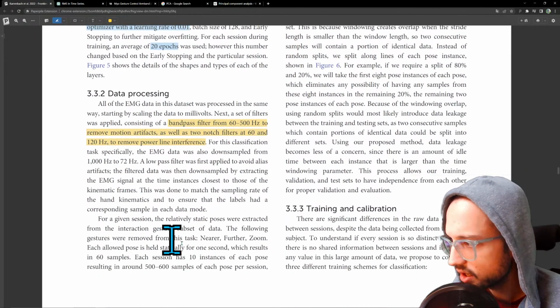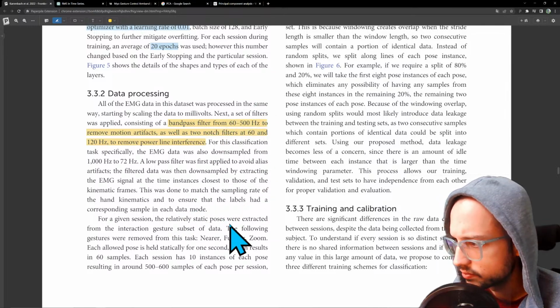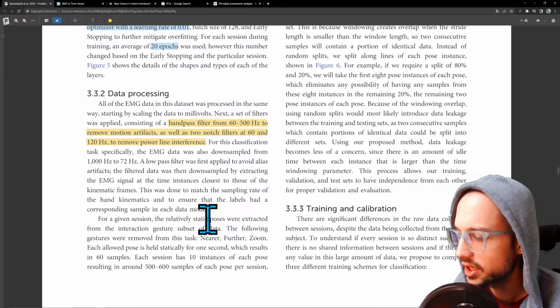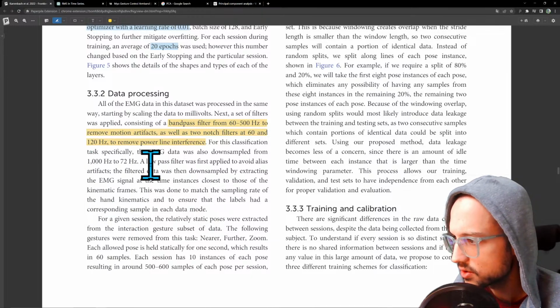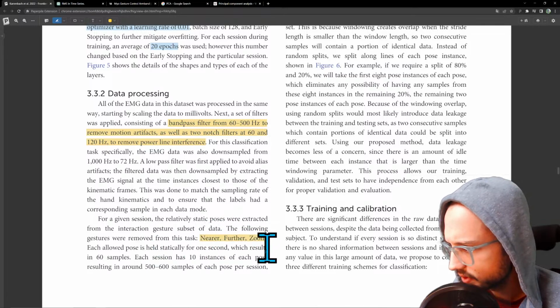And this stuff isn't new, right? Humans have been dealing with signals for close to 100 years now. So there's a lot of very good techniques and tricks that you can use to clean a signal that's noisy. So you have a low pass filter. Okay, so they removed a couple poses.